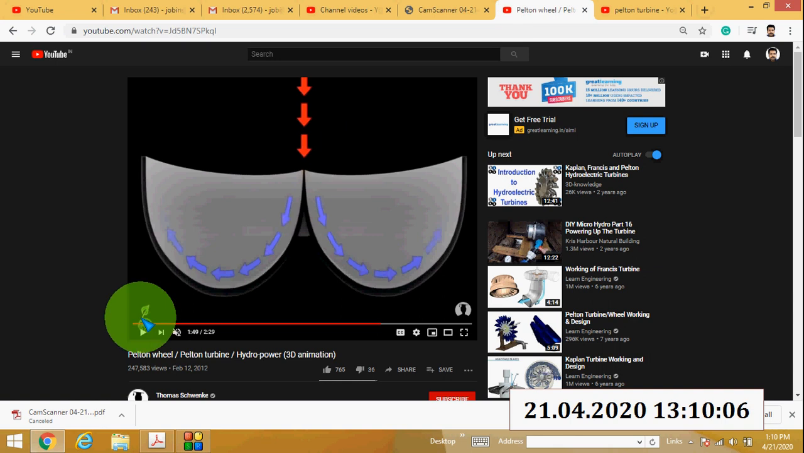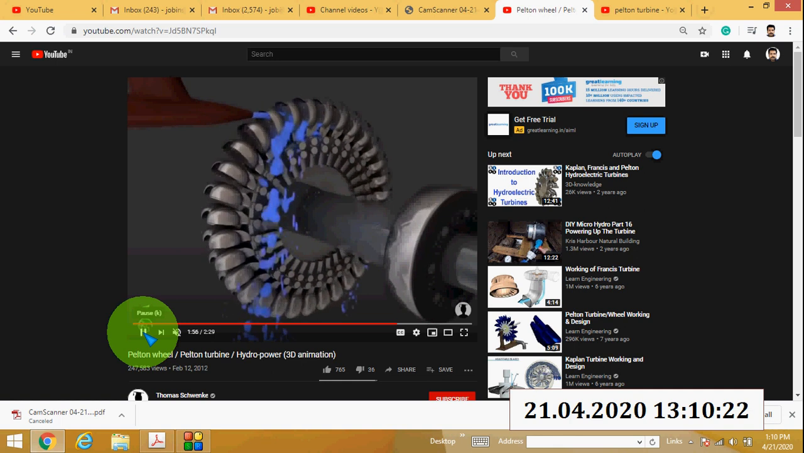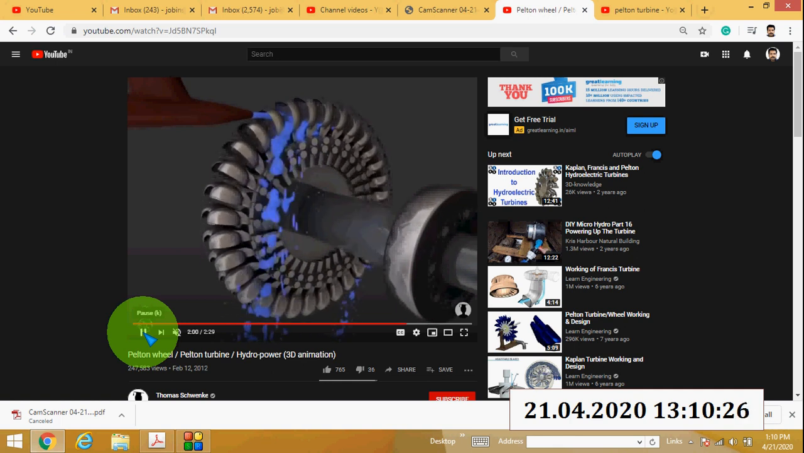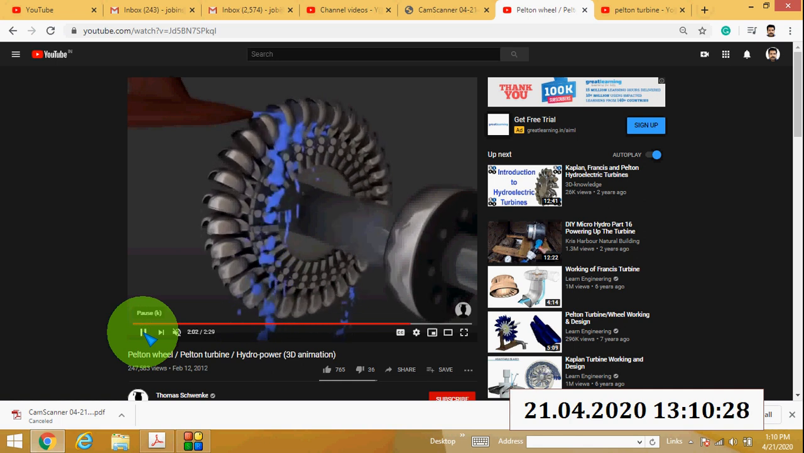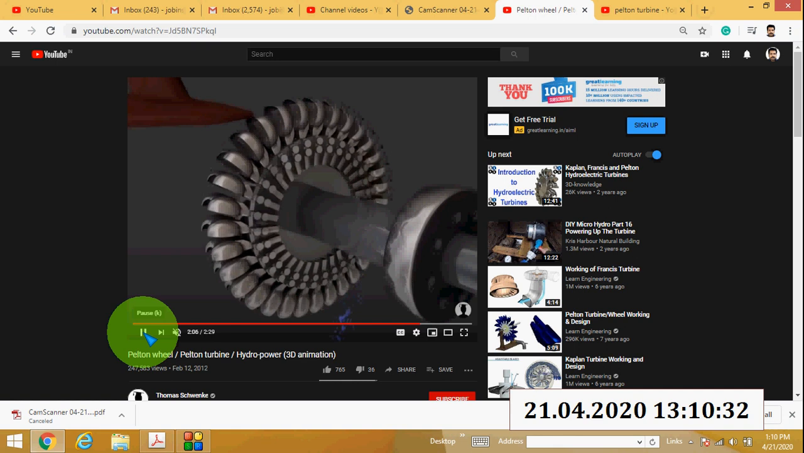Once again, this is the bucket; you can see the jet of water strikes the splitter. This is the working. You can go to YouTube and find different videos of Pelton wheel animation. You can see the runner and buckets rotating when the jet of water hits the buckets.